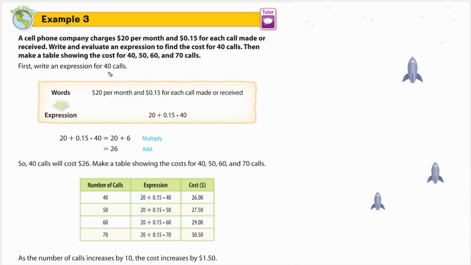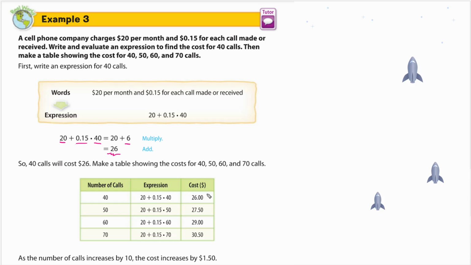So first, we'll write the expression for 40 calls. Well, the verbal expression was $20 per month and 15 cents for each call made or received, right? So it's going to be $20 no matter what. If we make any phone calls or not, it's going to be $20 a month. Then we add the 15 cents times the 40 calls. So we do 15 times 40 first, and we get 6. Then we add the 20 to that, and we get 26.